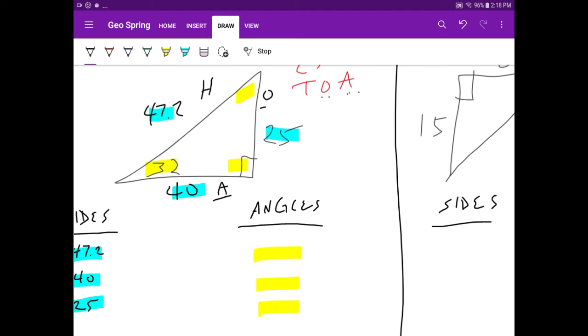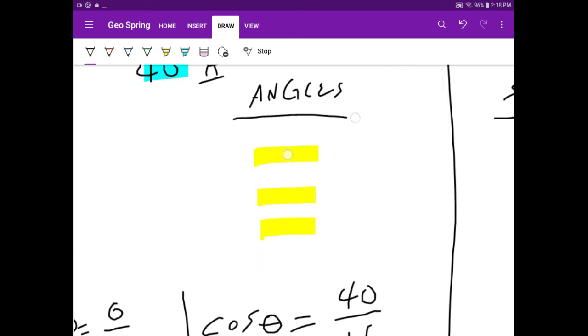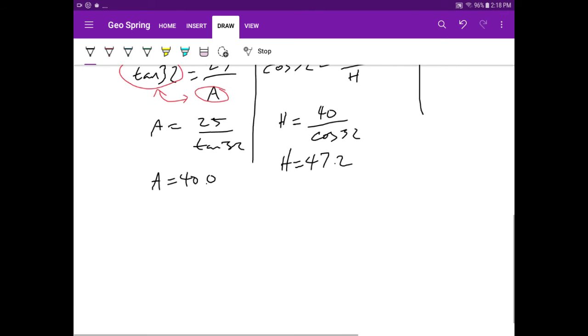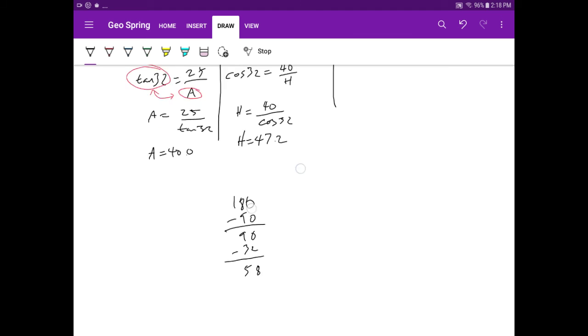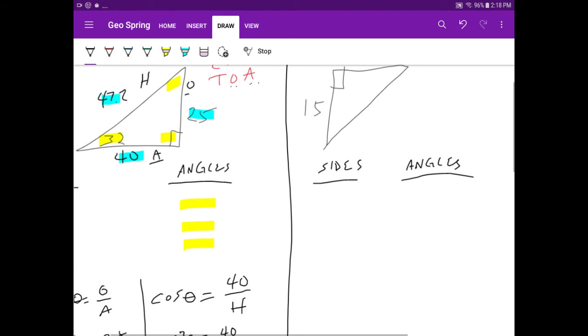The angles, remember, angles add up to 180. So 180 minus 90 is 90, minus 32 is 58. So this other angle is 58. So 32, 58, and 90 are the 3 angles.